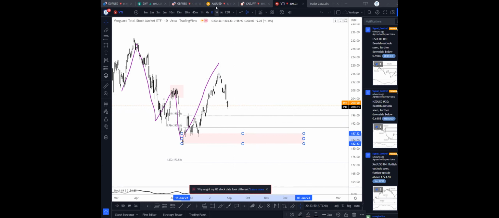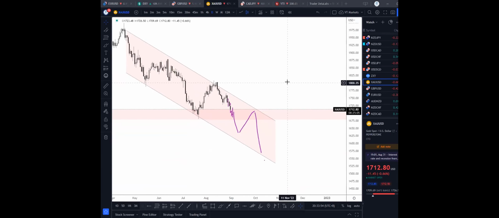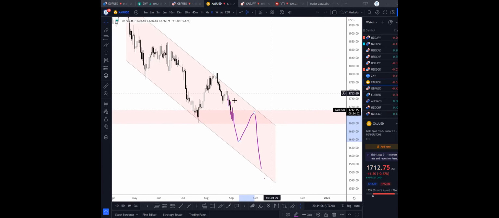I think being patient is the best thing to do right now. Everyone is expecting this reversal. So if everyone is expecting it, then more likely than not, it will not happen, right? So we'll see. Again, be careful with the gold bias here because of this bias of a downward trend.